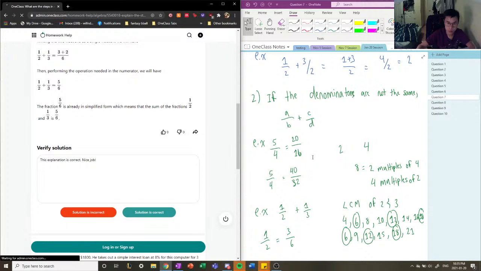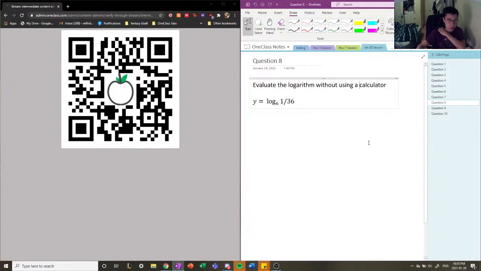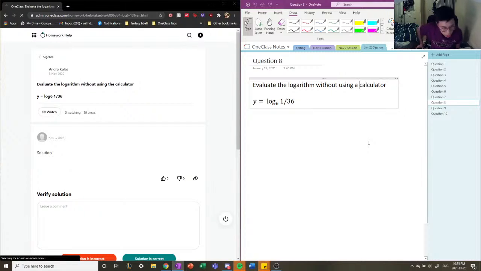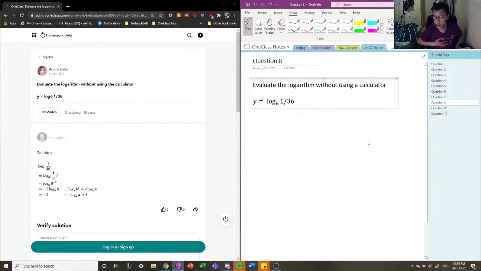Cool. All right, question number 8. Evaluate the logarithm without using a calculator. So we're going to use a few properties of the logarithm to help us solve this. The first property of the logarithm is that the log base b of argument b is equal to 1. That's the first property we're going to use.